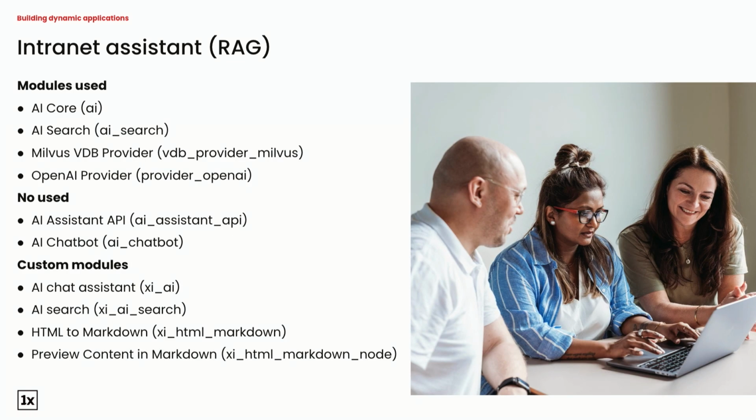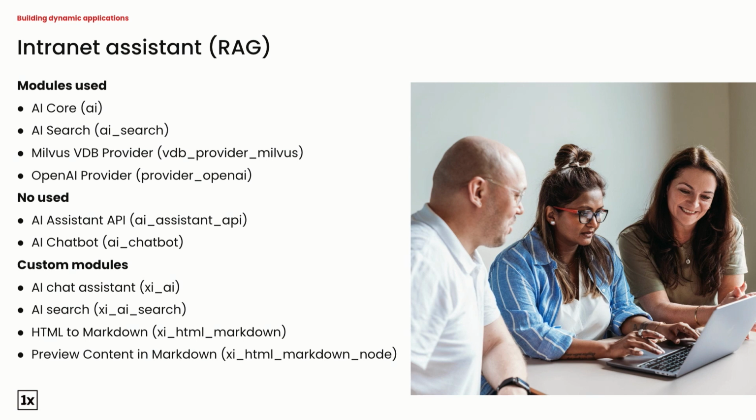All right, so the modules we used. What you just saw is built with the AI module family, AI Search, Milvus search provider, and OpenAI. We did not use the AI Assistant API and AI Chatbot. The reason is not that there's anything wrong with them; it's just that we are developing this at the same time as the AI team. We need this flexibility at the moment because of all this logging and all these extra settings and ways of configuring things. We collaborate with them, and we're going to contribute everything we can. But at the moment, it's being developed at the same time. Therefore, we have these custom modules.